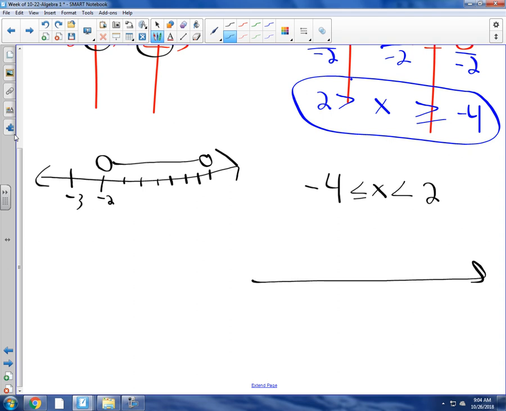So now let's talk about the number line. Well, we know it's going to look similar to the one that we had over there, right?